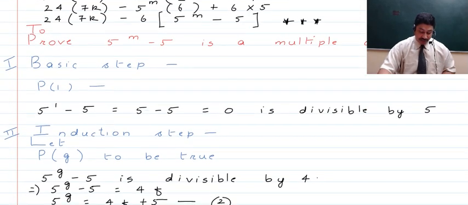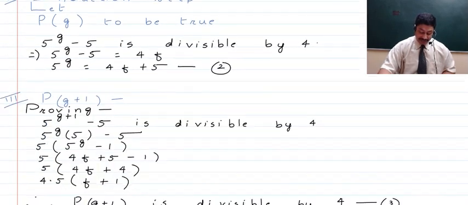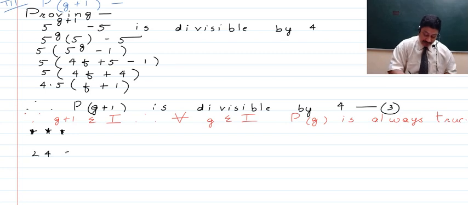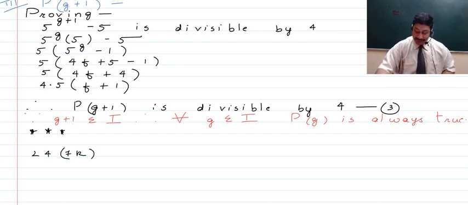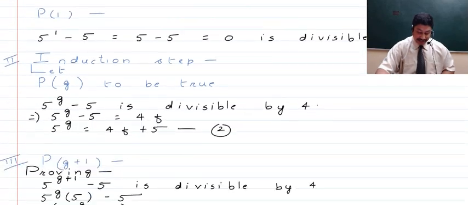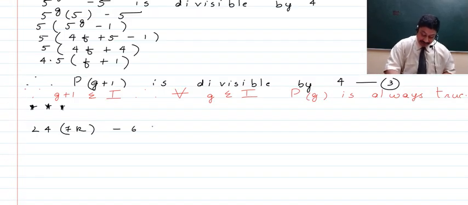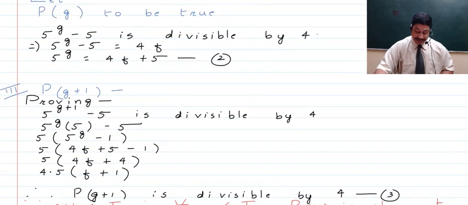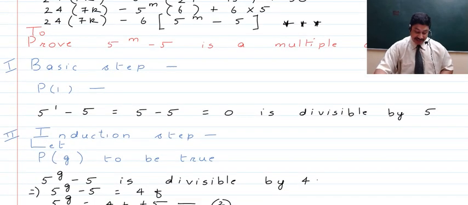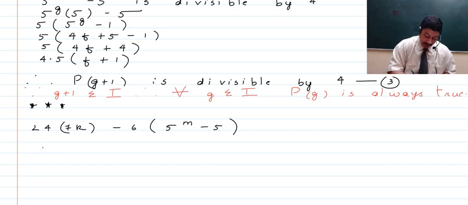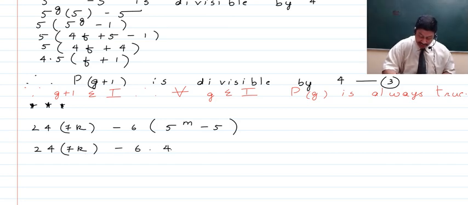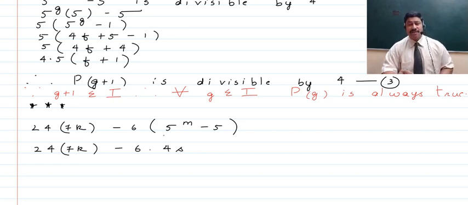Now guys, here we will be writing the final step, that is using the 3 musketeers, the 3 asterisks. Now we'll get to our basic step, that is 24 times 7k. So we have 24 times 7k, and the rest is minus 6 times 5m minus 5, right? And as this 5m minus 5 has now become a multiple of 4, you can write this as 24 times 7k minus 6 times 4 times, say, some s, where s is an element of integers.